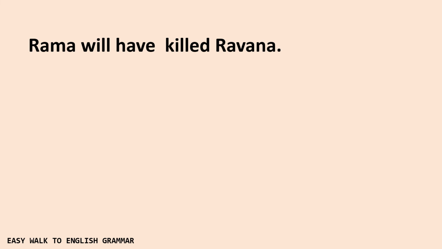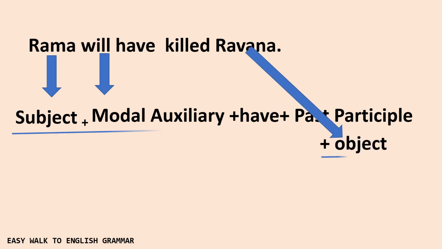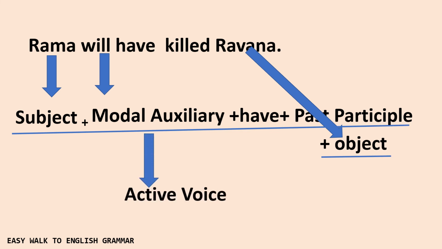And after that, we can see we used the object Ravana. When we analyze this sentence, we can see that Rama is the subject plus modal auxiliary plus have plus past participle form of the verb plus object. This is the active voice form of a sentence where we use modal auxiliary and have after the modal auxiliary. Now we will check the passive form of this sentence.